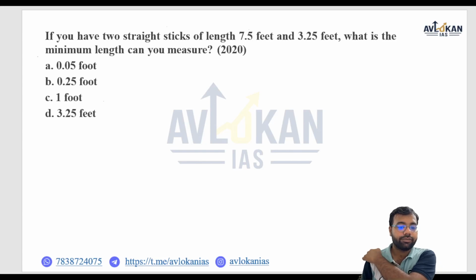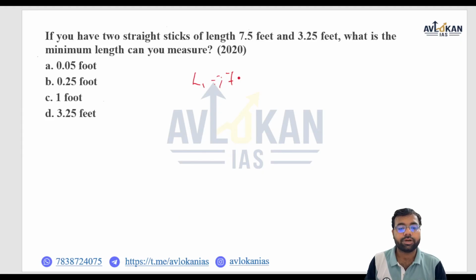Hello everyone. Today we are going to discuss a question that was asked in CSAT 2020. The question is: if you have two straight sticks, length 1 is 7.5 feet, and length 2 is 3.25 feet, what is the minimum length that you can measure?